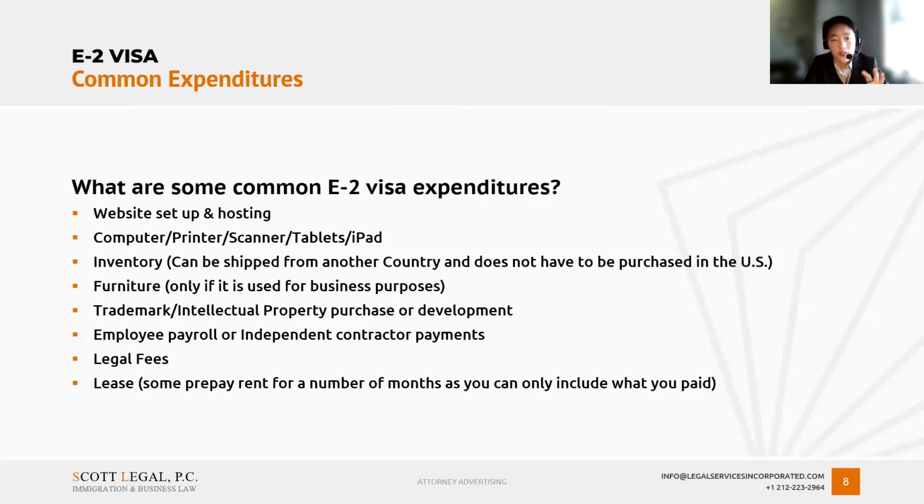And a business lease is also a very popular item to include in the expenditure list. It could also be a good strategy to prepay some of the rent if you are trying to show a larger expenditure amount. It is possible to include all of the expenses that you already paid, although you cannot include future expenses. So if you prepay, let's say, 6 months' rent or a year's rent, you can include all of those amounts that you've already paid in your expenditure amount. So that could be one strategy if you're struggling with a lower investment amount.